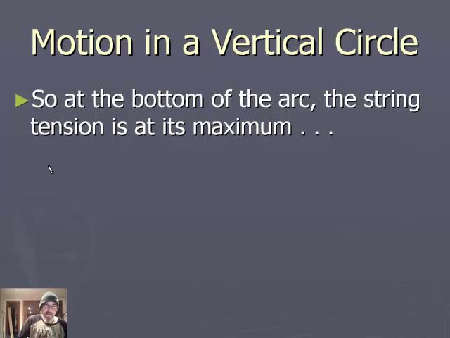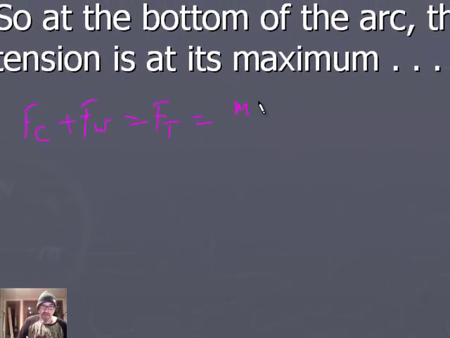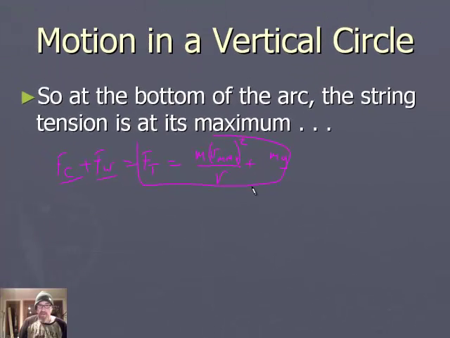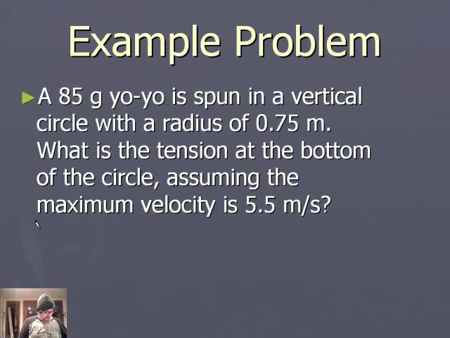We know that centripetal force plus the weight is what string tension is equal to. So let's plug those both in there: m v max squared, because the maximum velocity occurs at the bottom of the arc, divided by r, that's our centripetal force, plus the weight, and the weight is just mg. So this gives us a way to solve for the maximum tension that you could get at the bottom of the arc. Well, here's an example problem that might make use of this knowledge.